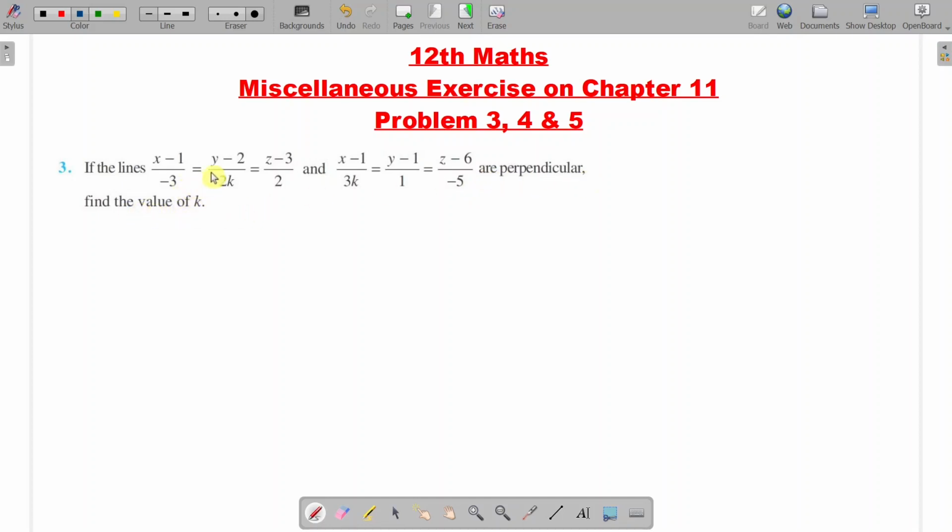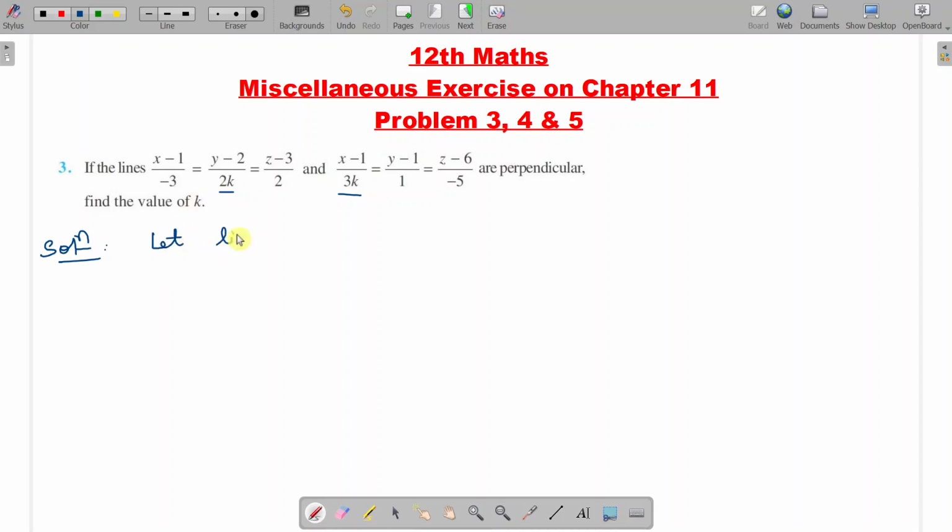So what is given is that the two lines are perpendicular to each other and then we have to find the value of k here. Okay, so let us start solving the problem. Solution. First, we will call these lines L1 and L2.